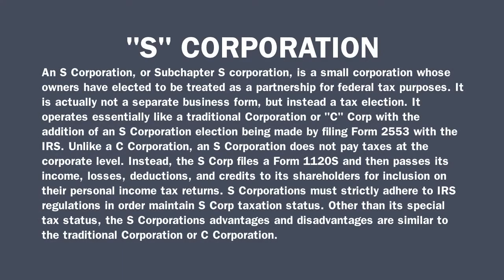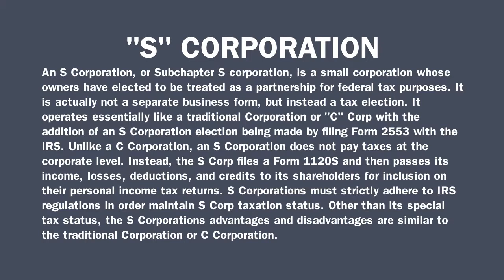An S corporation or subchapter S corporation is a small corporation whose owners have elected to be treated as a partnership for federal tax purposes. It's actually not a separate business form, but instead a tax election. It operates essentially like a traditional corporation or C corporation, with the addition of an S corporation election being made by filing Form 2553 with the IRS.